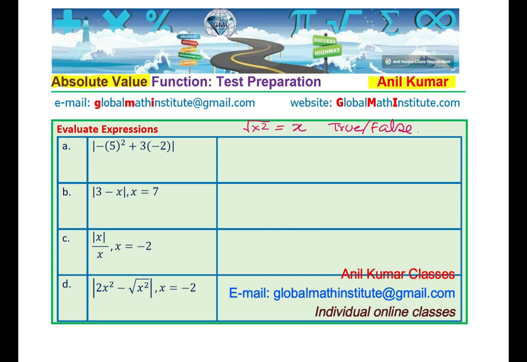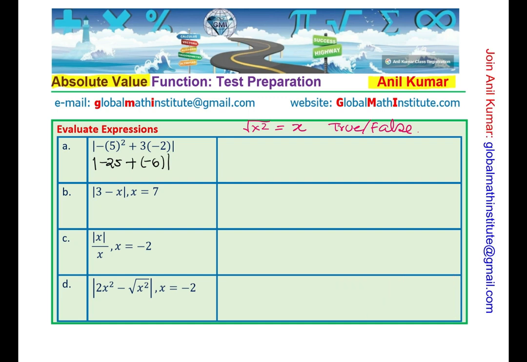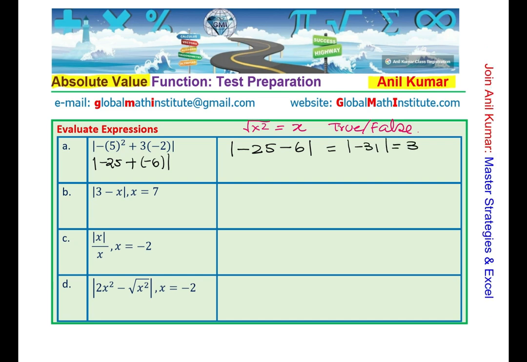The very first one is absolute value of minus 5 square plus 3 times minus 2. So clearly minus 5 square is 25, right? Plus 3 times minus 2 is minus 6, correct? So if I open the bracket, what do I get? I get minus 25 minus 6, right? So absolute value, let me write here now, absolute value of minus 25 minus 6, correct? And this is equal to absolute value of minus 31, which indeed is 31, correct? Because absolute value is always positive. Perfect. Okay, great. Next one.